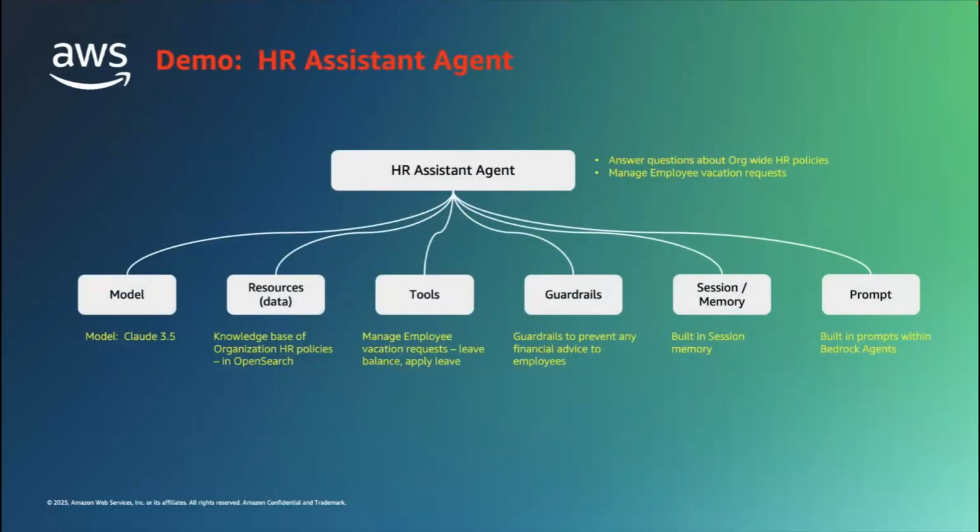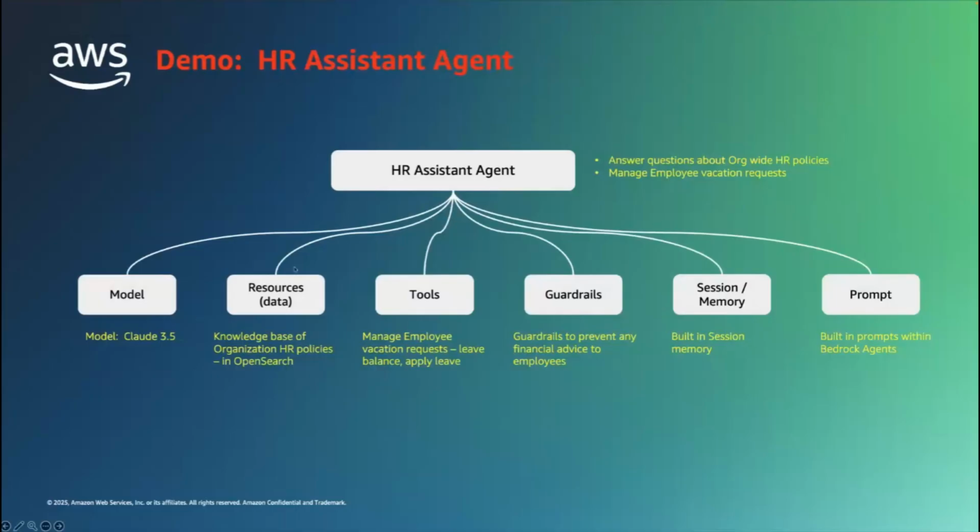Our use case is to build an HR assistant. The purpose of this HR assistant agent is 2 things. Number 1 is to answer questions about any org-wide HR policies. Number 2, manage employee vacation requests. I might have a vacation request and I want to send my vacation request to the agent, and the agent takes the action on my behalf.